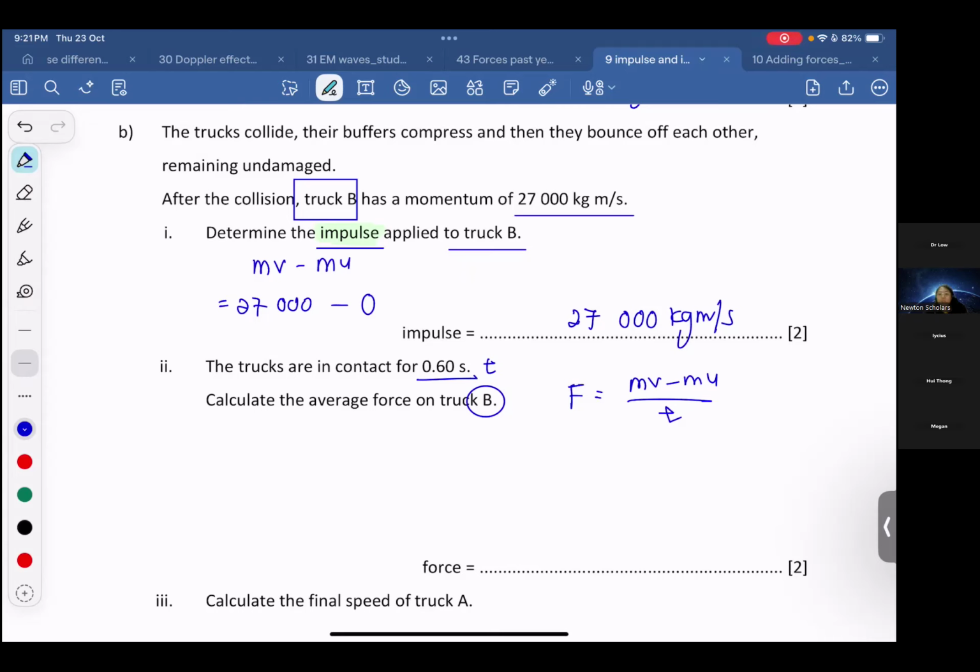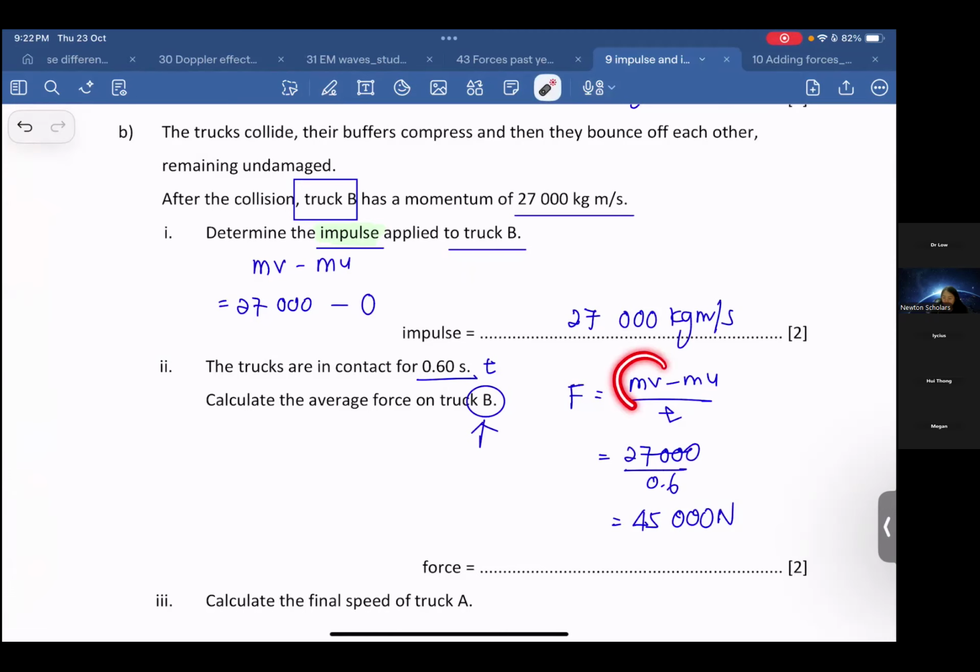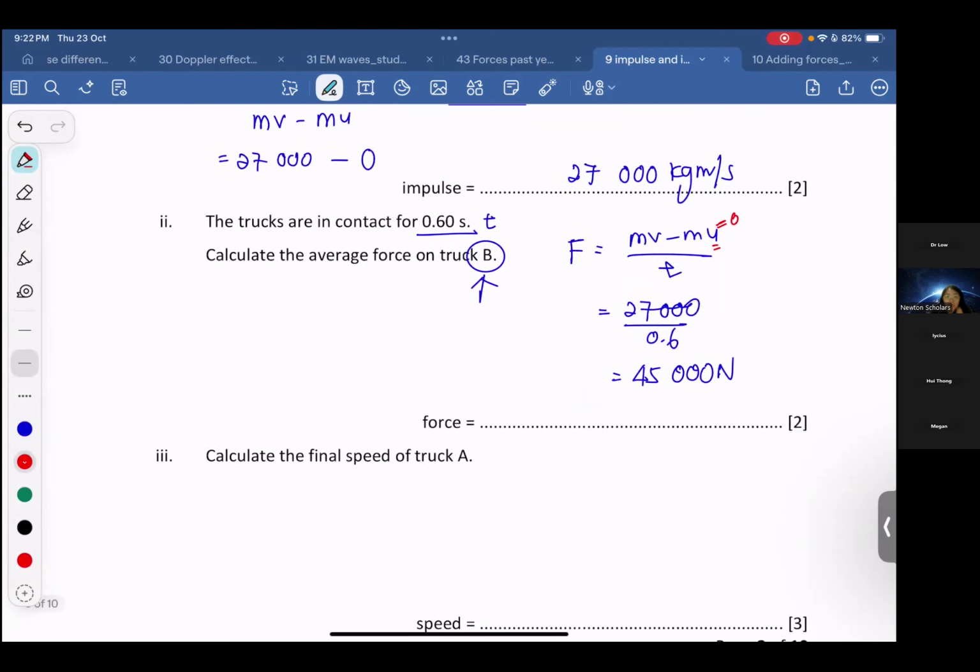Let me check. Crystal got the answer. Crystal correct. Megan correct. So 27,000 divided by 0.6, your answer should be 45,000 Newton. For truck B, final minus initial. Initial is 0, the initial for truck B is 0. So your answer should be 45,000.